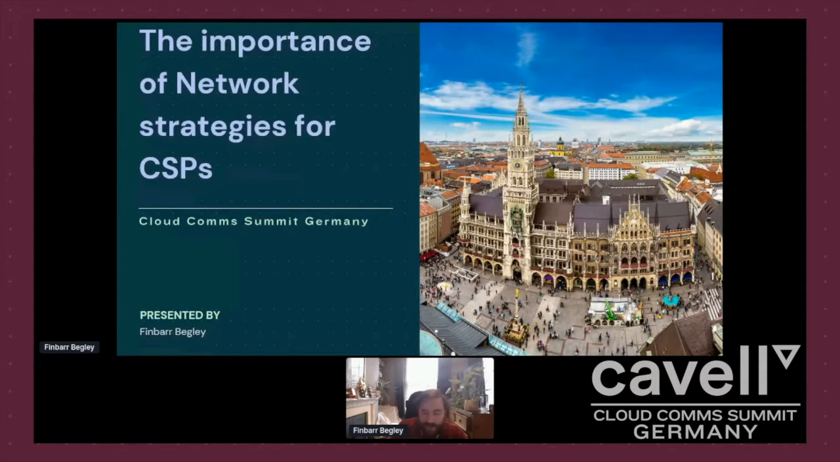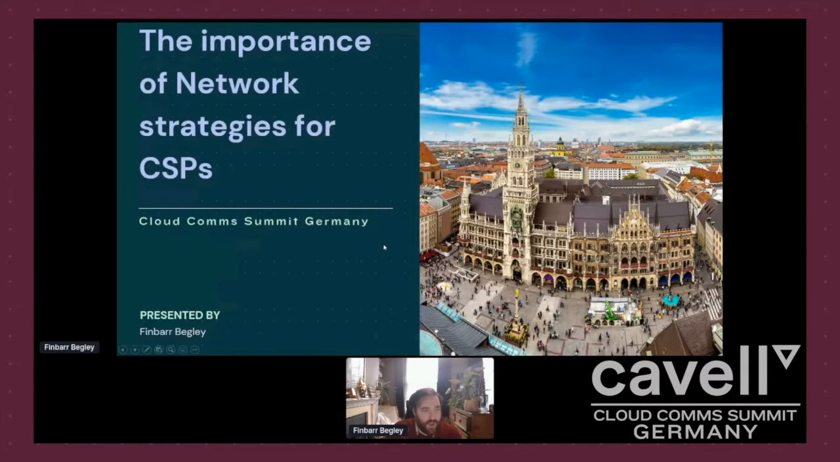So I'm Finbarr Begley, as Dom said. I'm the networking analyst at Cavell, and I'm just going to talk to you today about the importance of network strategies for CSPs. Obviously, you've probably all had a network strategy, but I think that's getting more and more important as technologies are developed and as the burdens on enterprise networks keep growing due to something that I've started to call application density, which I think is a fairly self-explanatory term, but I'm going to unpack it a bit more as we go through this presentation.